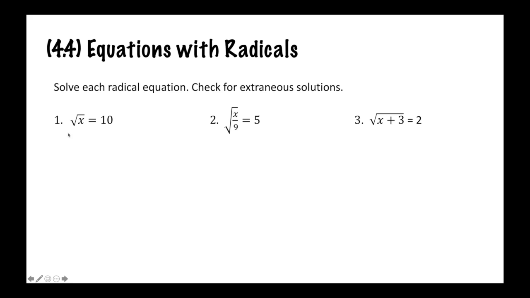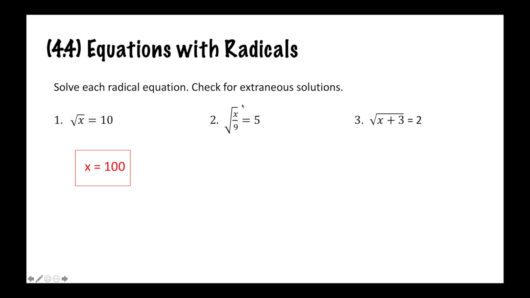So here we're going to want to get rid of the square root. To do that, we're going to square both sides. And as we square both sides here, we're going to end up getting 10 squared, which is 100. Now again, before we say that this is the correct answer, we want to plug that back in. Is the square root of 100 equal to 10? Yes. So therefore, that is going to be a true solution.